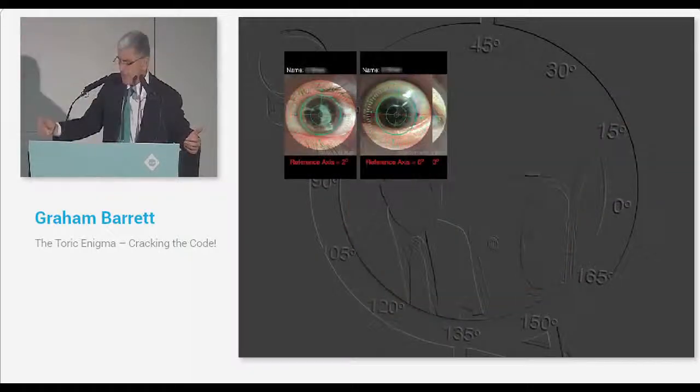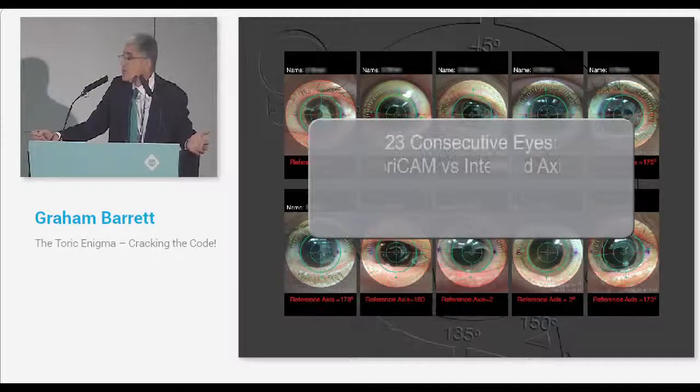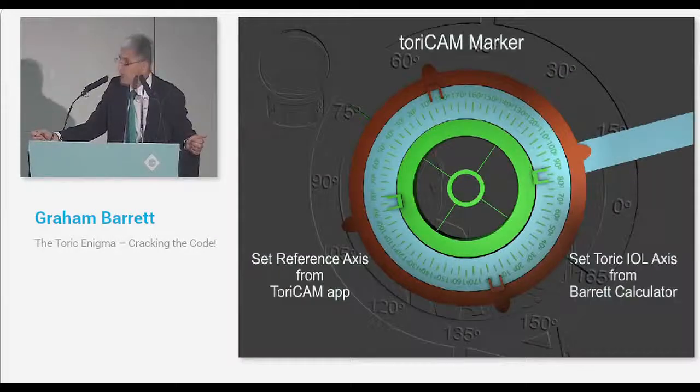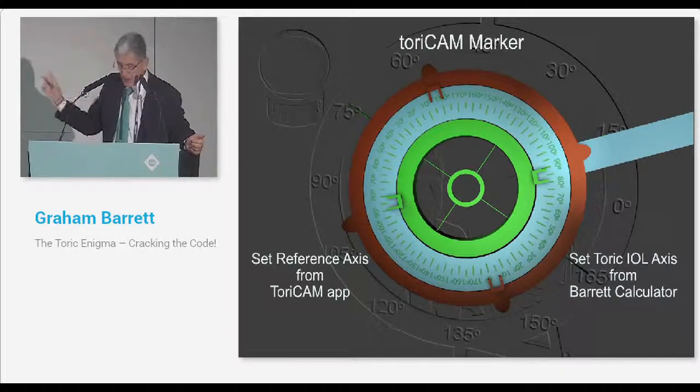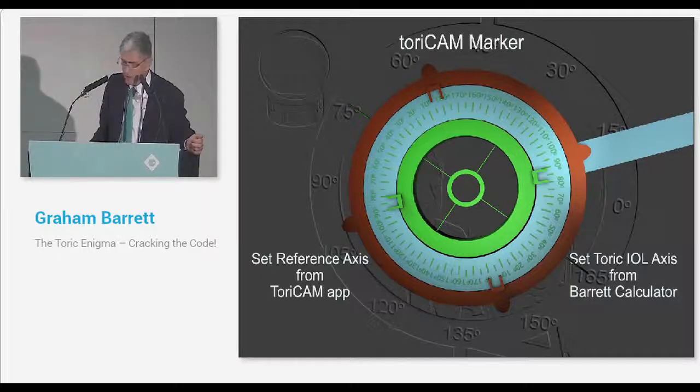So there's 23 consecutive cases using the app, and my mean error was actually quite small, only about 3.5 degrees. So that's what the app showed me the actual reference axis was compared to what I thought it was. But look, even then, there are some cases up to 7 degrees. Unless you use something like this, you won't know what it is. And now I know exactly what my reference axis is.